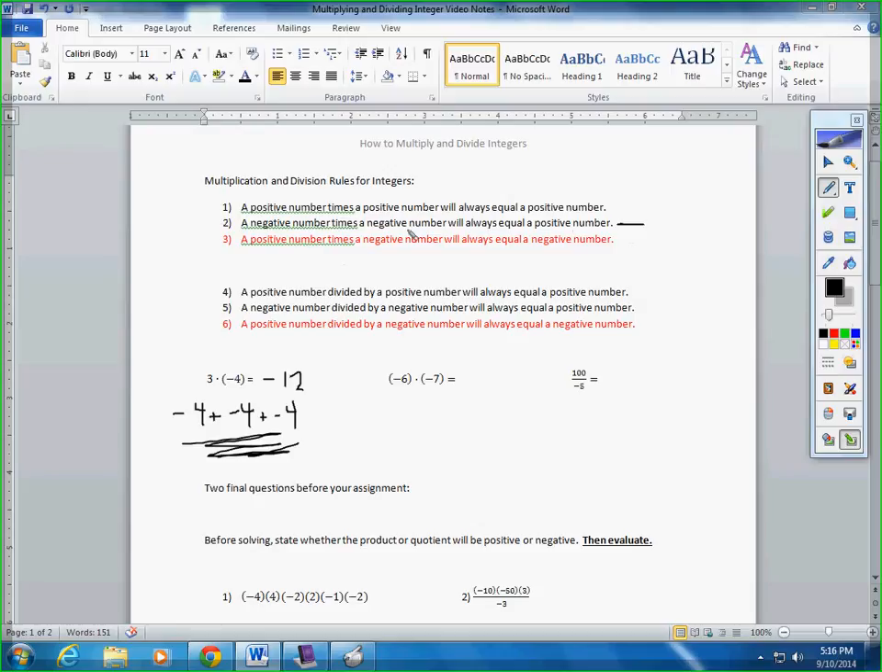All right, as an example, rule number 2. A negative number times a negative number will always equal a positive number. That means, like right here in this example, that negative 6 times negative 7 is definitely positive 42. And lastly, a positive divided by a negative is always going to be a negative. So put that negative symbol out front, and then all you have to do is 100 divided by 5, which is 20. Okay, so that's using the rules a little bit.